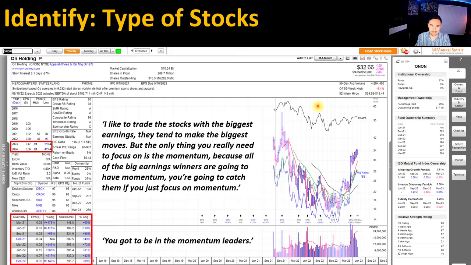So what are the type of stocks that QULLAMAGGIE is looking for? I'm going to show you some of the Market Smith charts to illustrate the point.